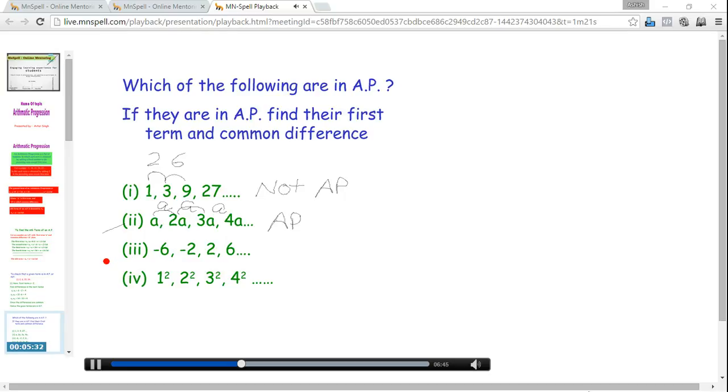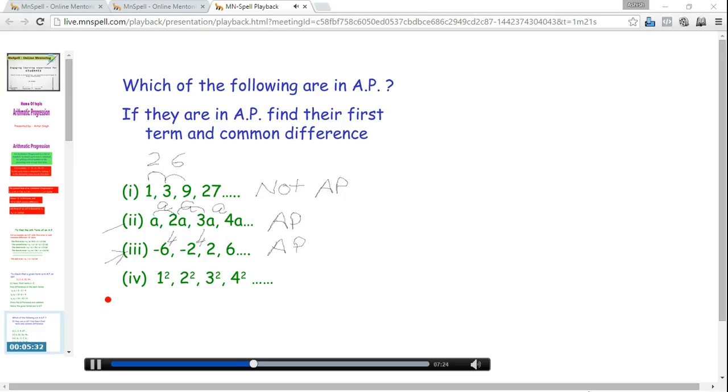Now suppose we are given the series minus 6, minus 2, 2, 6 and so on. Let us check whether this series is an AP or not. Minus 2 minus minus 6 gives minus 2 plus 6, which is 4. Again, 2 minus minus 2, third term minus the second term, gives a common difference of 4. Again, 6 minus 2 is 4. Since we are getting the same common difference, we can say this is an AP series.